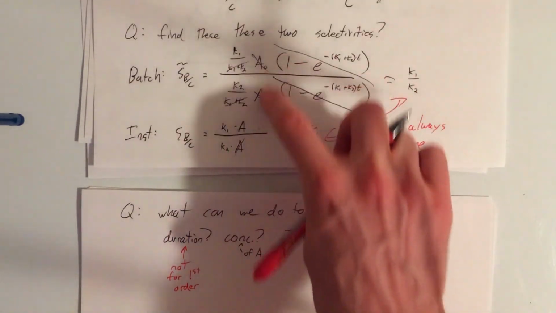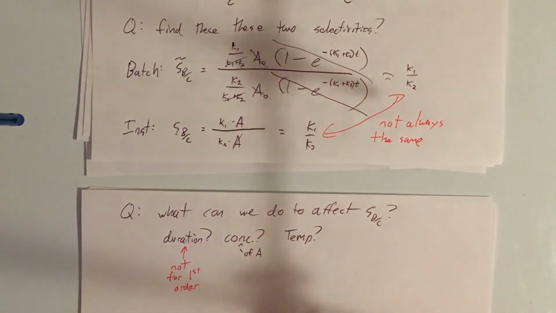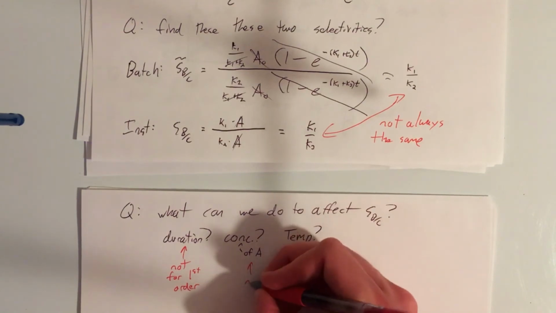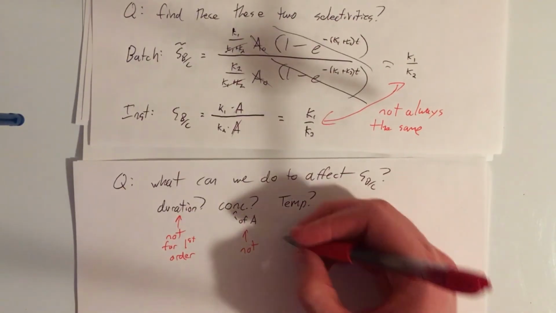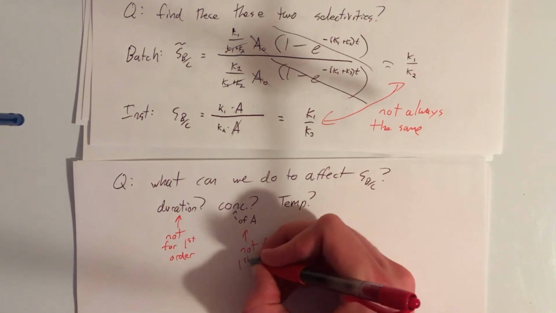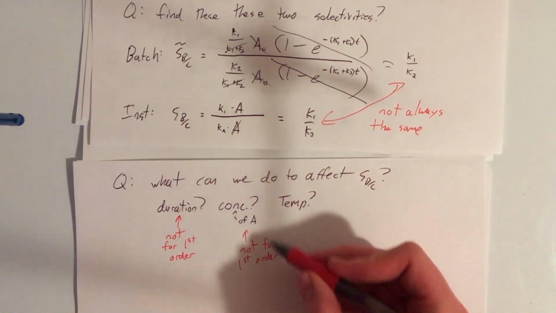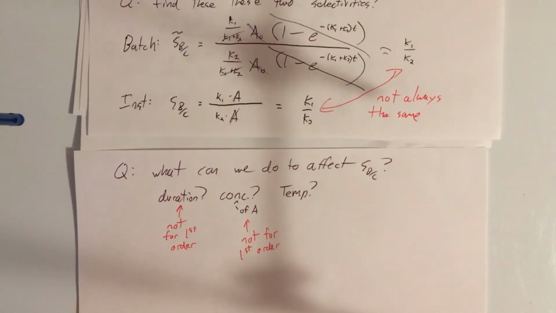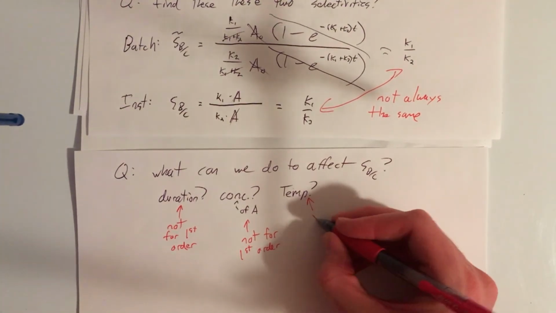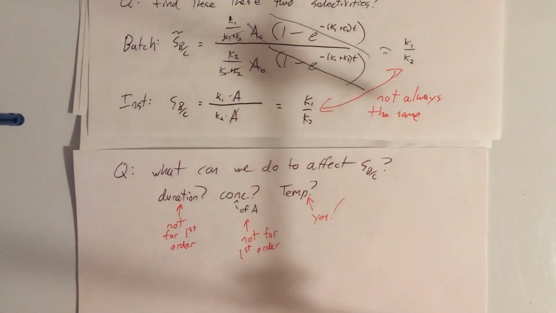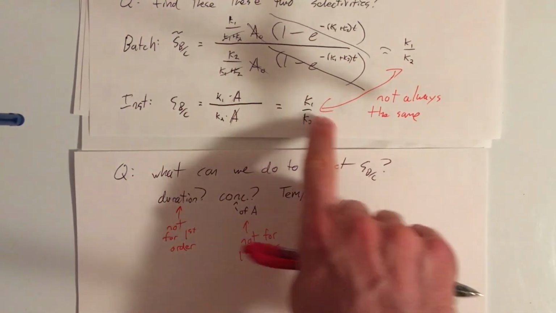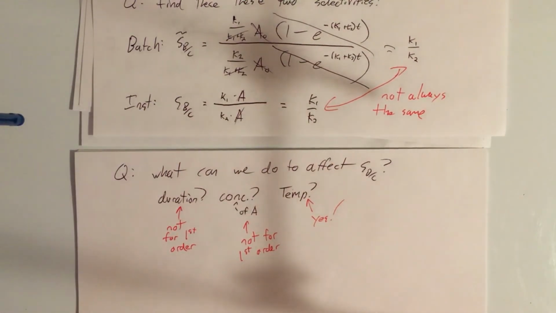Furthermore, we noticed that the initial concentrations canceled out in the selectivities as well. So in this case, not for first order as well for concentrations. All right, so spoiler alert, what's the last thing? Temperature. Do we expect temperature to do so? Yes. We expect temperature to affect the Ks, and by adjusting the ratio of K1 to K2, we can ultimately get our selectivity to change.